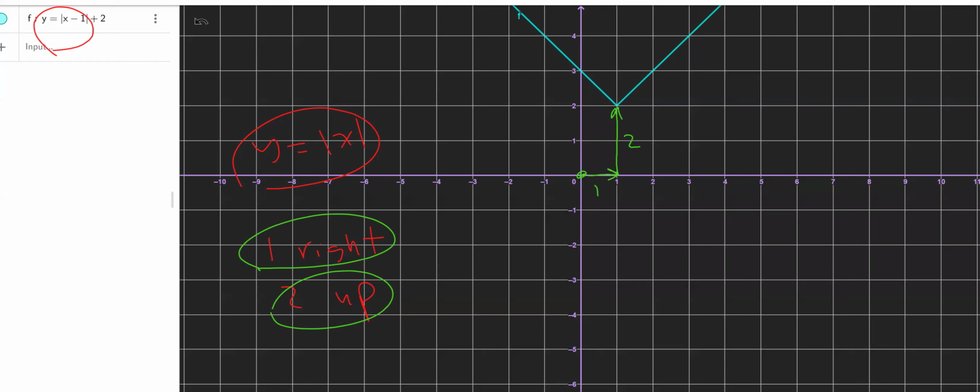That means its vertex, it was here at 0 and 0. Now it becomes 1 and 2. This is now its vertex. I hope it's clear now how to translate functions up, down, left, and right. And again, I repeat, this is not just for this function, it's for all the parent functions.